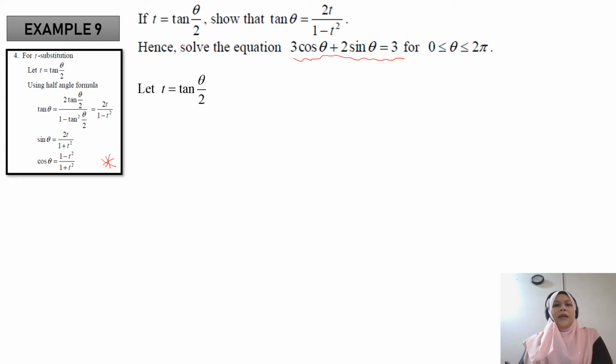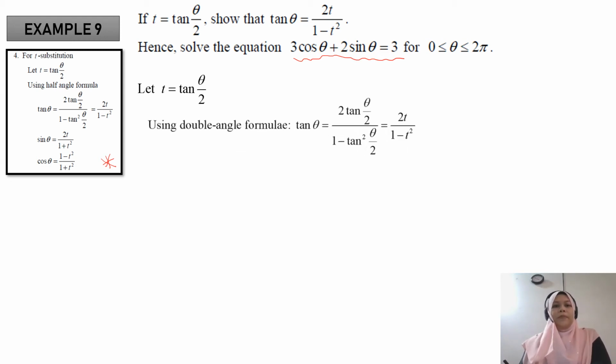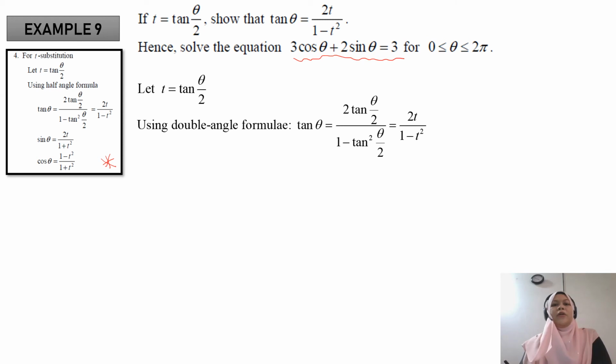Alright, so the question asks you to let t equal tangent theta over 2. Show that tangent theta equals 2t over 1 minus t squared. So that is what we're going to do here. We let t equal tangent theta over 2 as the question said. And we are going to use the double angle formula, from which we know that tangent theta equals 2 tangent theta over 2 over 1 minus tangent squared theta over 2. Don't worry, this is in the formula itself.